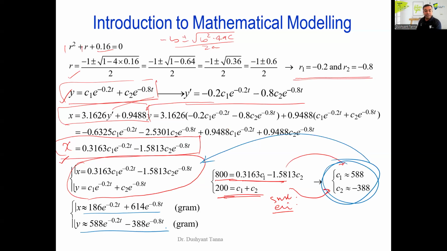Okay, and if we have to verify whether it's right or whether we have fluffed anything, just try t equal to 0. 186 plus 614, 800. 588 minus 388, 200, bang. Both of them are verified, right? So it's fine, it's perfect, okay? Cool, so we got your X and Y as equations.